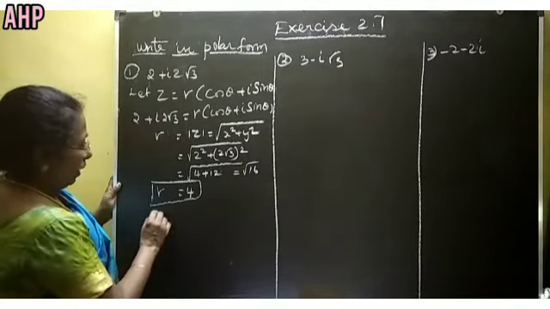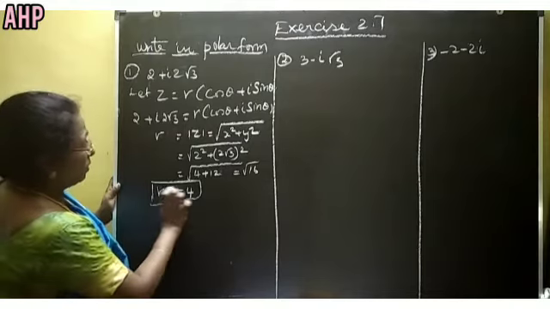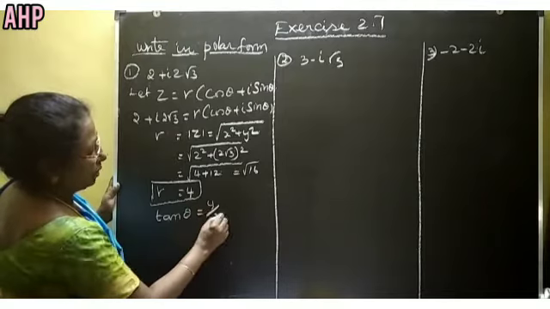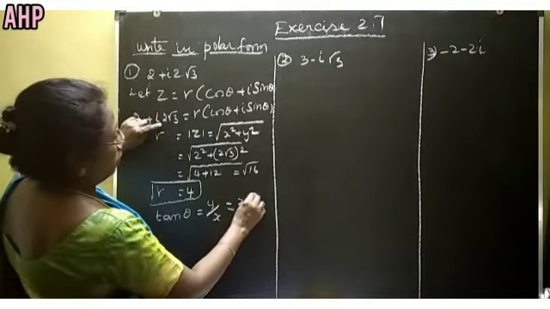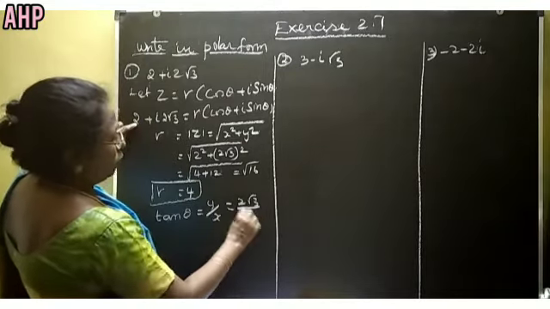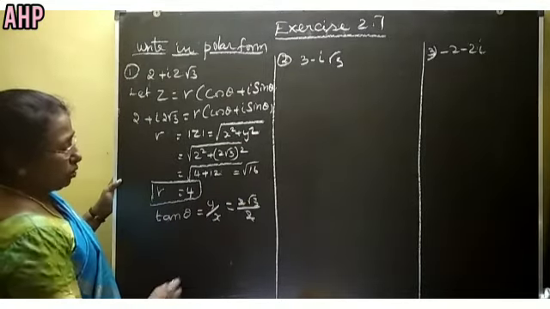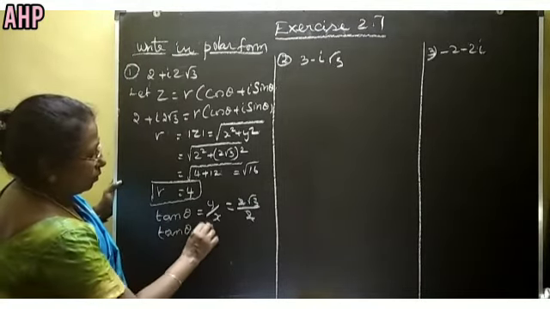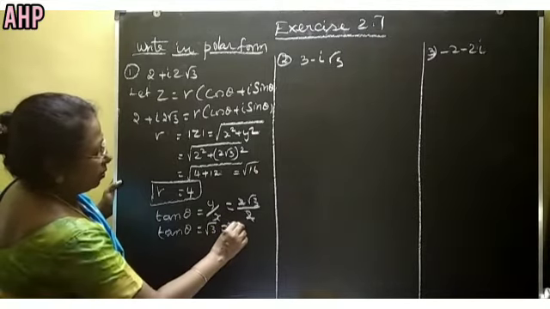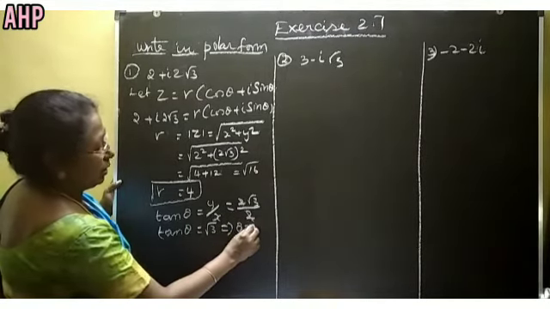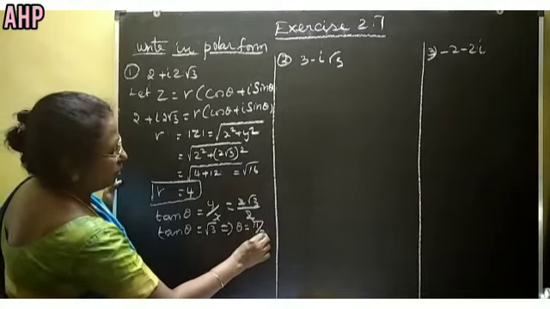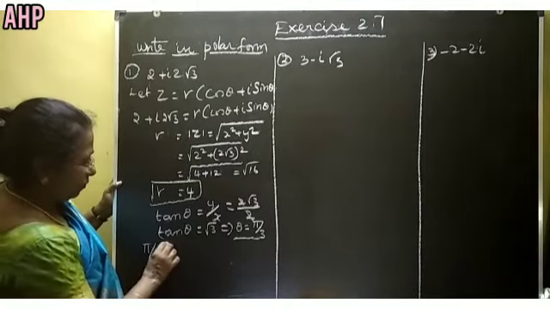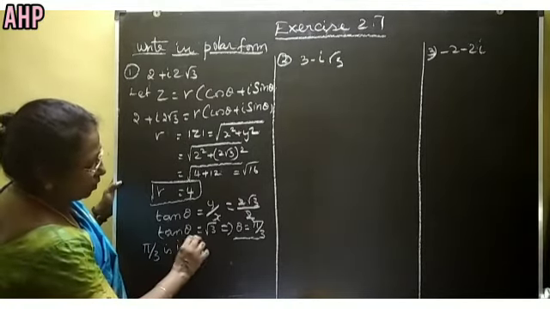Now you know tan theta. The argument is tan theta is equal to y by x. So your y value is equal to 2 root 3. Your x value is equal to 2. So this is equal to root 3. So tan theta is equal to root 3. This implies theta is equal to 60 degrees, that is pi by 3. So now this pi by 3 is in which quadrant? First quadrant.